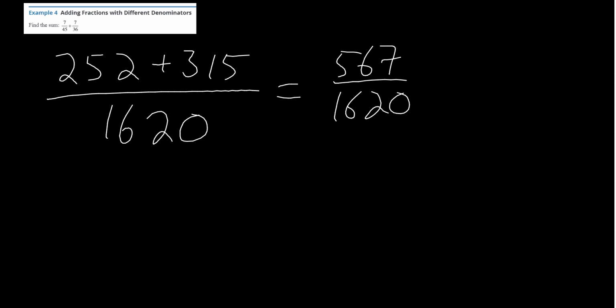567 is divisible by 3. Is 1620 divisible by 3? Yes, so we can proceed. I can reduce 567 over 1620 because they're both divisible by 3. I know this because I put them into my calculator. 567 divided by 3 is 189, and 1620 divided by 3 is 540.